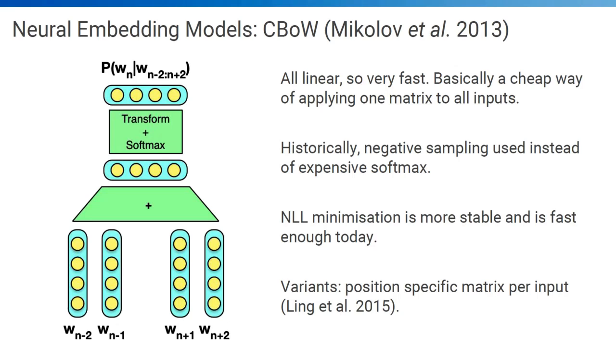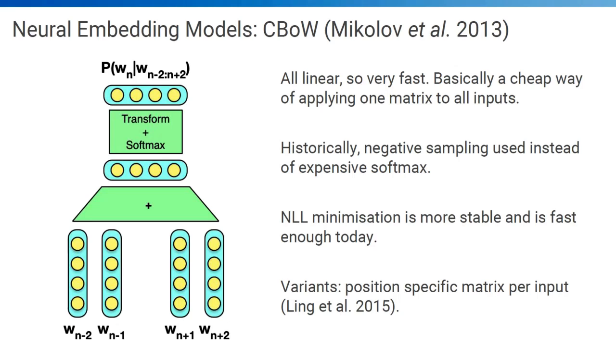Historically, this model was trained by doing negative sampling instead of doing the expensive softmax, although computers have gone significantly faster since 2013, and we have good implementations of the softmax operation in a variety of libraries. So it turns out that just doing negative log likelihood minimization is better. It's more stable and it's fast enough. And there are several variants that you could imagine to this model.